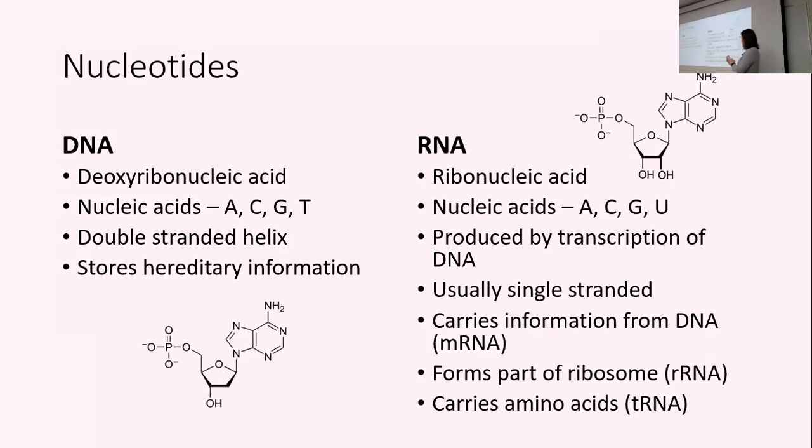Lastly, you've got some RNA that's carrying amino acids. When your body is making proteins, right, you've got to link all these amino acids together to get there, right? And so you have transfer RNA that is transferring amino acids, moving amino acids around in your cell.